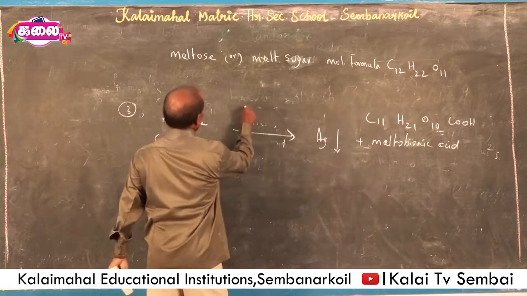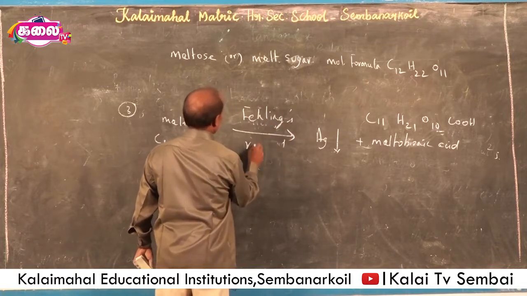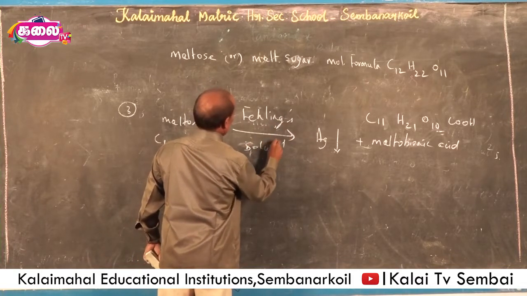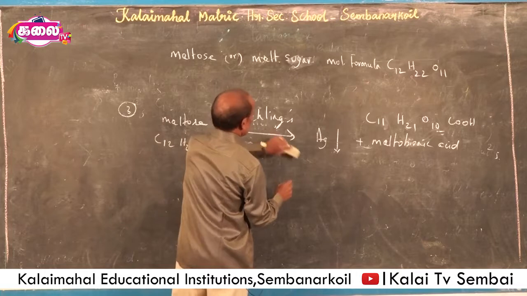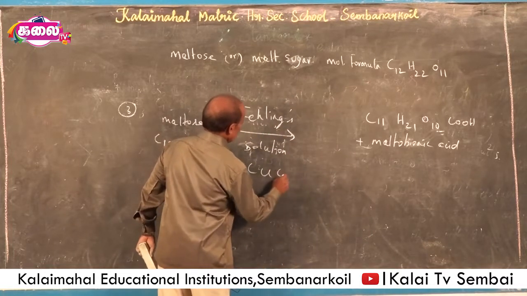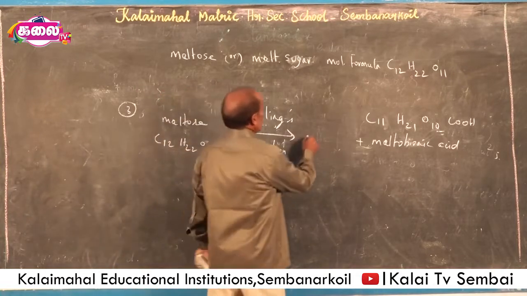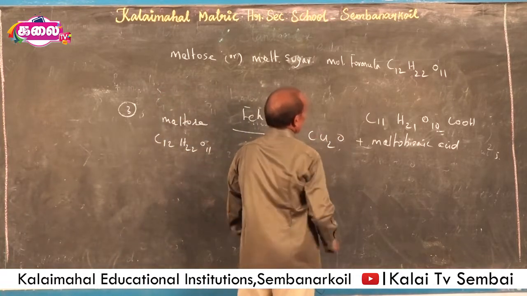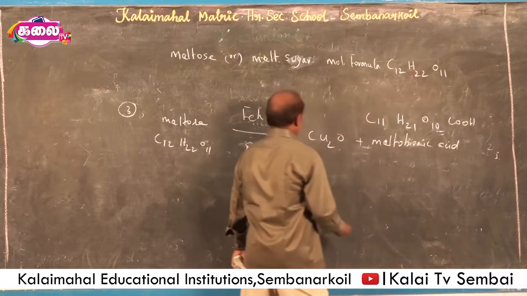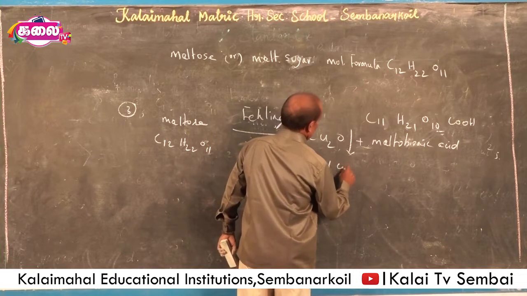Similarly, maltose is treated with Fehling's solution. Fehling's solution contains cupric oxide, CuO. Cupric oxide gets reduced to cuprous oxide, Cu2O, plus maltobionic acid, which is a red color precipitate.